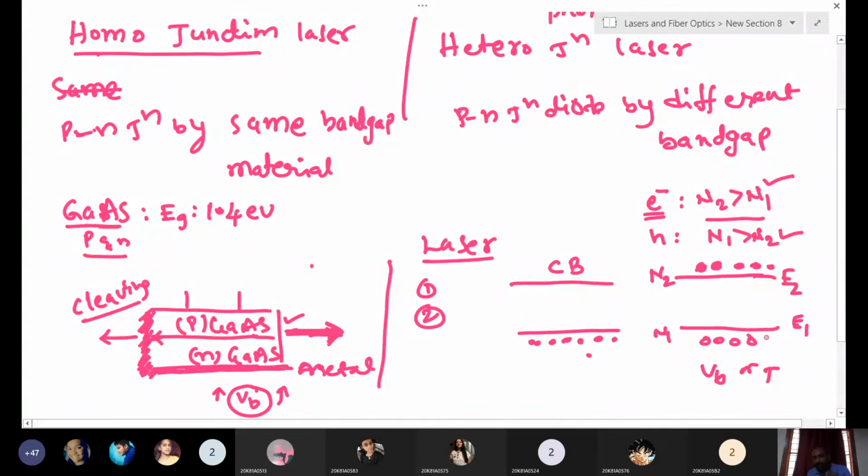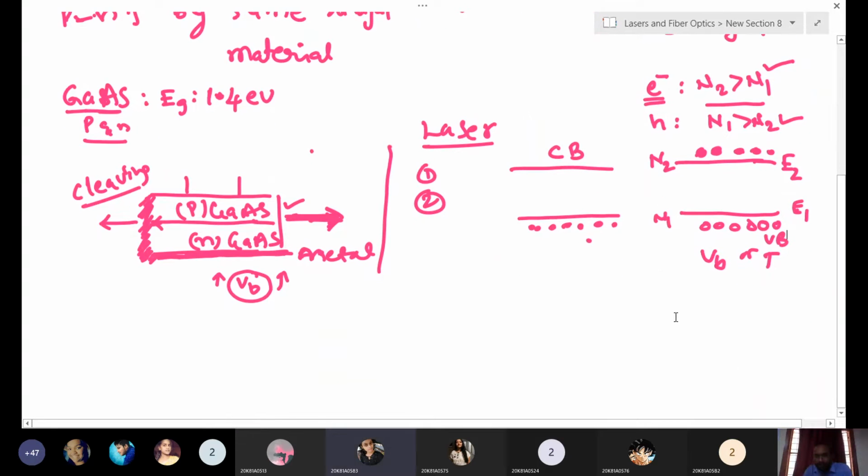Because holes will always be available in the ground state, meaning the lower energy state, that is the valence band. So if you compare holes in the conduction band and valence band, holes are higher in the valence band, isn't it? And if you compare electrons, electrons are higher in the conduction band compared to the valence band. Is it right? Yes, sir. Yeah, this way we'll create the population inversion.